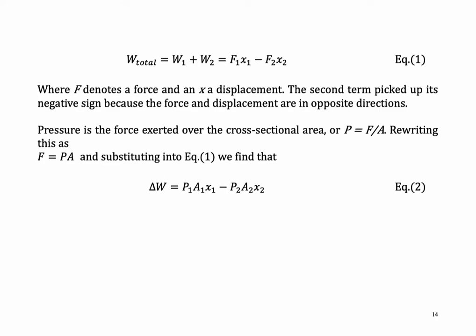Pressure is the force exerted over the cross-sectional area, or P equals F over A. Rewriting this, F is equal to PA, and substituting into equation 1, it will become like this one. So if we replace the force here with pressure, we could write equation number 2 here.